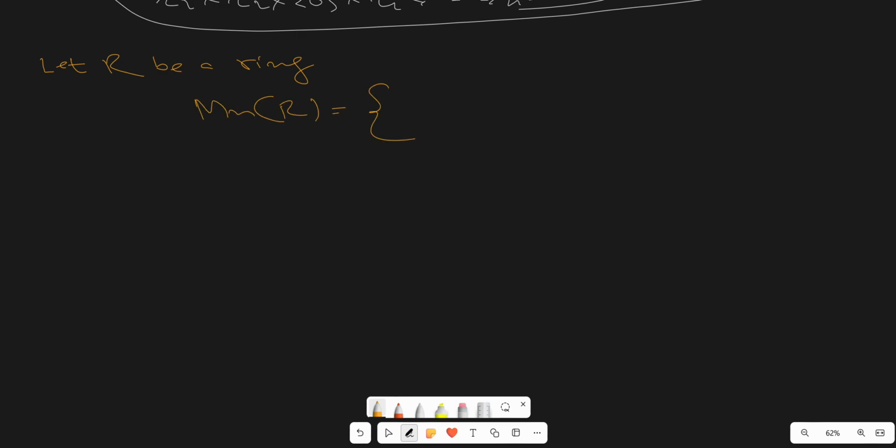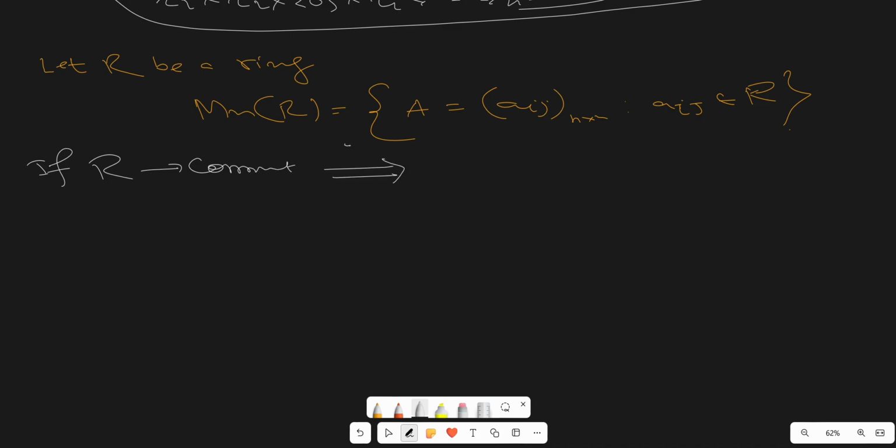This is actually the set of all matrices A of the form (aij), n cross n matrices, where the entries are from this ring R. So what do you think about if R is commutative? If R is commutative, does this imply that Mn(R) is commutative?